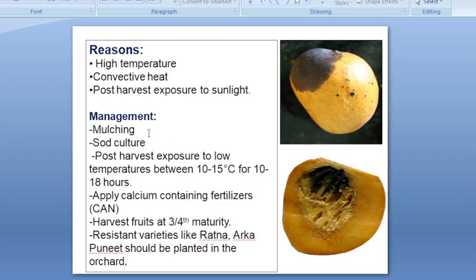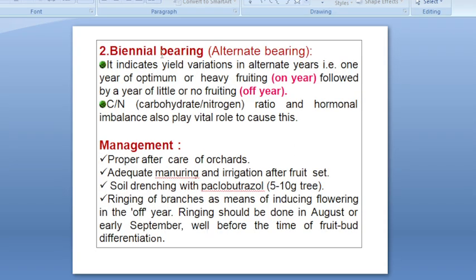To control that, we can go for sod culture, mulching, and we should not expose the harvested fruits to high temperature. We can also apply calcium related fertilizers. Like this we can avoid the spongy tissue problem. And some of the varieties like Ratna and Puneet show resistance to this problem. These varieties we can use, but we cannot fit these two varieties in all places. That is also one major problem.